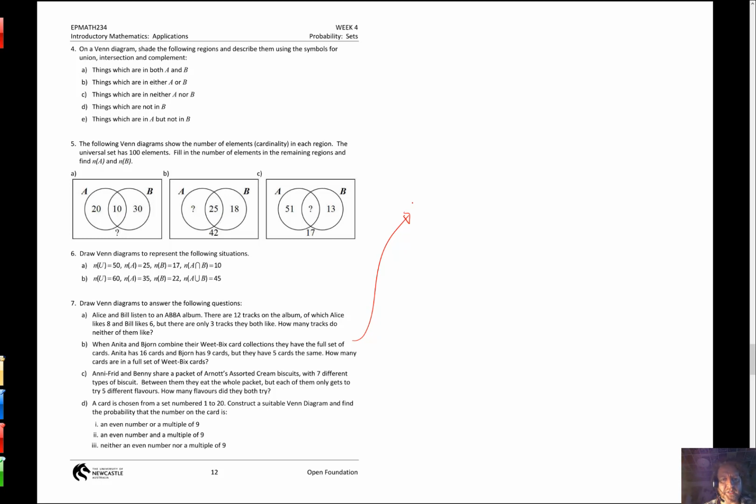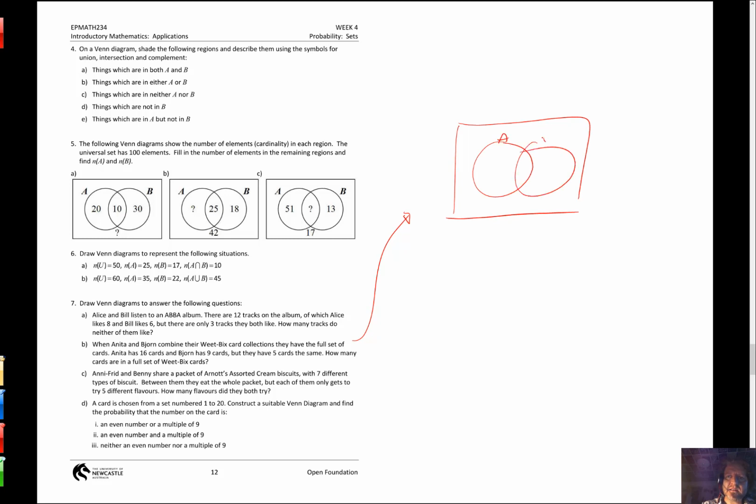Here, Anita and Bjorn are combining their Weet-Bix card collections. So when Anita and Bjorn combine their Weet-Bix card collections, they have the full set of cards. Okay, so the universal set, between them they contain the full set of cards. Alright.